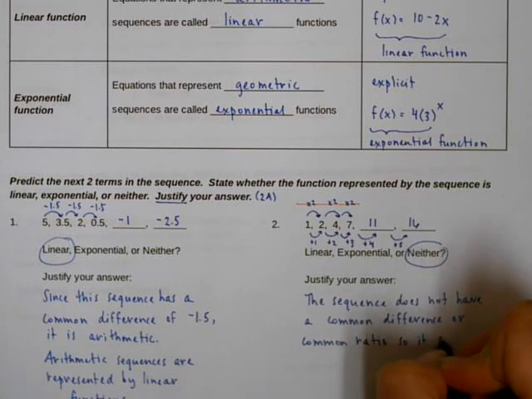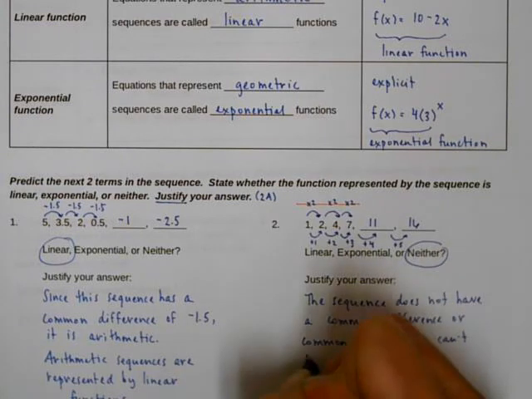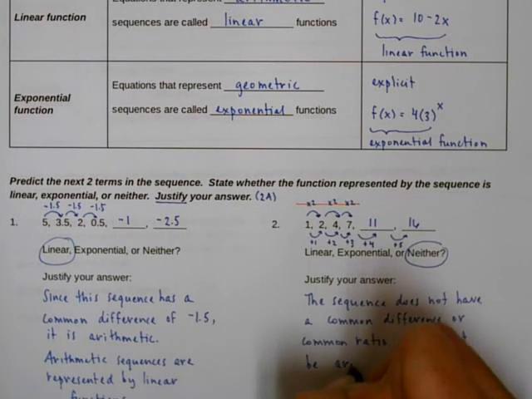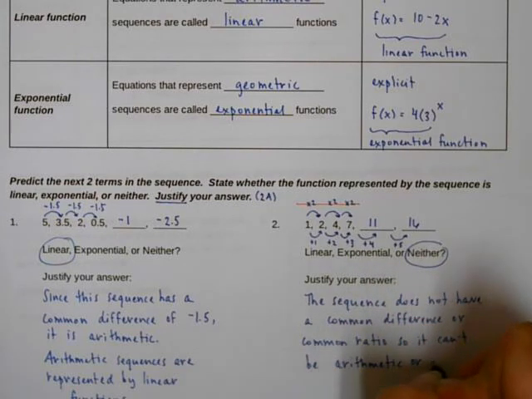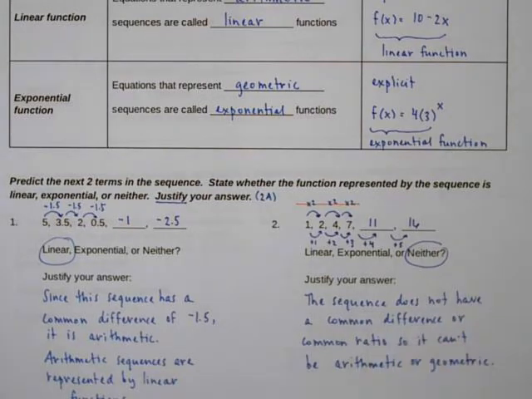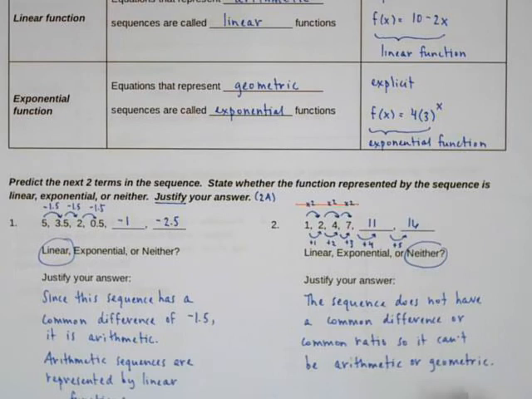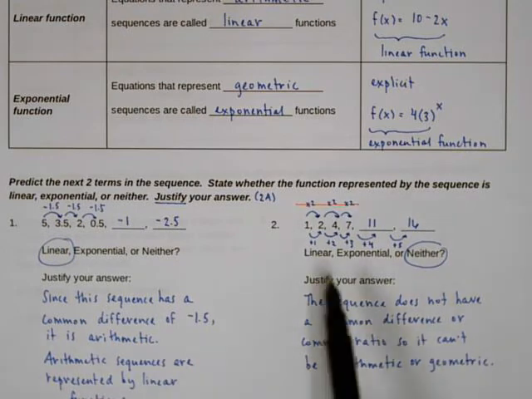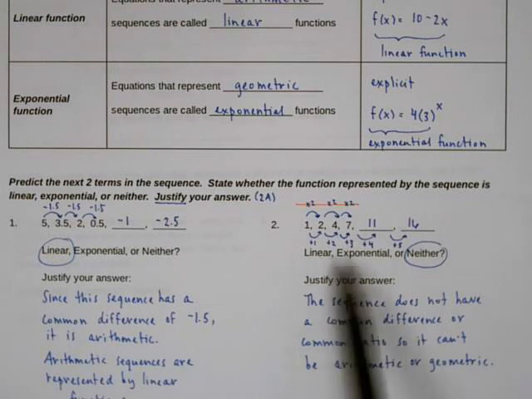So it can't be arithmetic or geometric. So if it's not either one of those, it's not going to be represented by a linear or exponential. Because remember, those two ideas are tied to our arithmetic or geometric sequences.